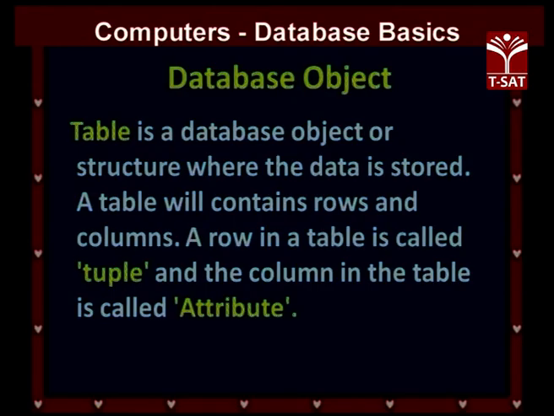So all these tables are the objects of the database, and each and every table is a collection of rows and columns. A row is a tuple and a column is an attribute.